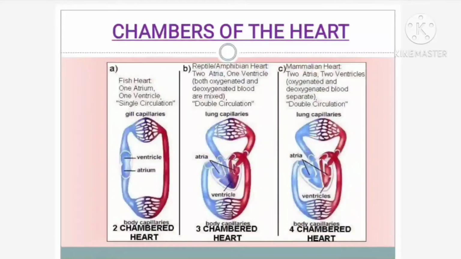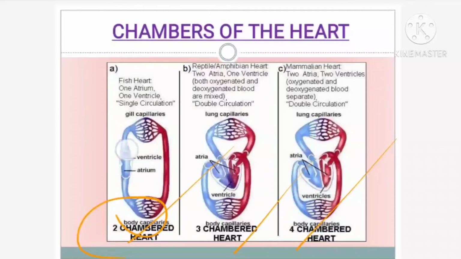Now, chambers of the heart. Based on the number of chambers, there are animals having a two-chambered heart, animals having a three-chambered heart and animals having a four-chambered heart. The two-chambered heart is present in pisces, that is fishes. The three-chambered heart we have learned is found in amphibians. And you can find a four-chambered heart in us; mammals have a four-chambered heart.